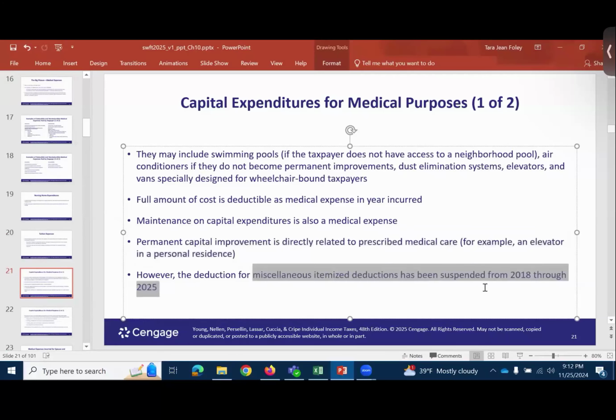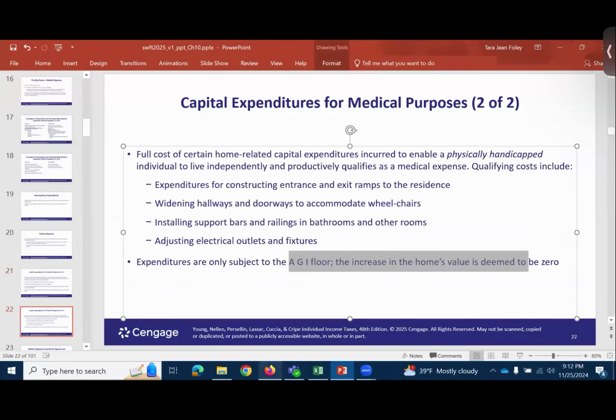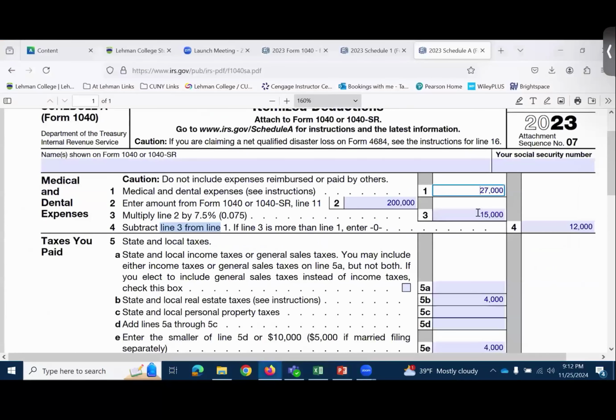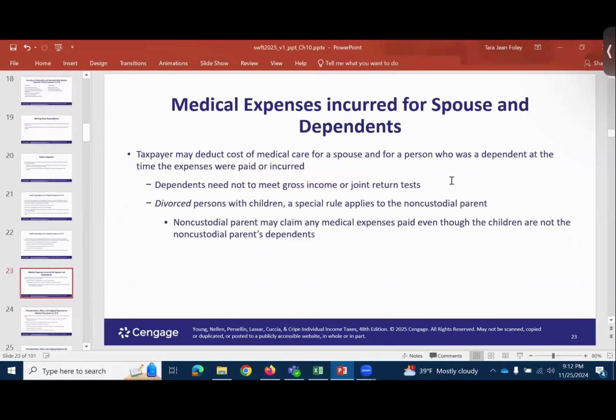Some itemized deductions are suspended, which you can read in your book. Expenditures are only subject to the AGI floor. So again, anything that's above the 15,000, and everybody's AGI is different. So this 15,000 is 7.5% of this number. It's not always 15,000. You can read more about that, or you should have already read about that.